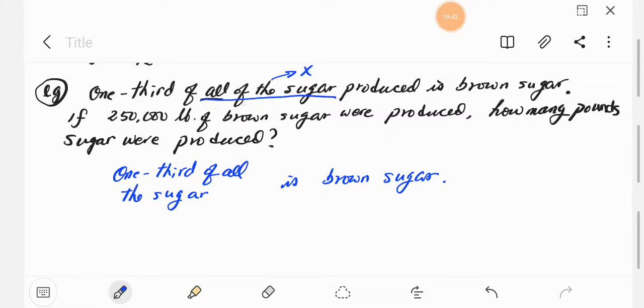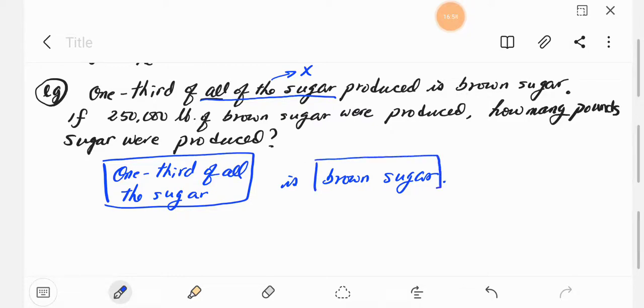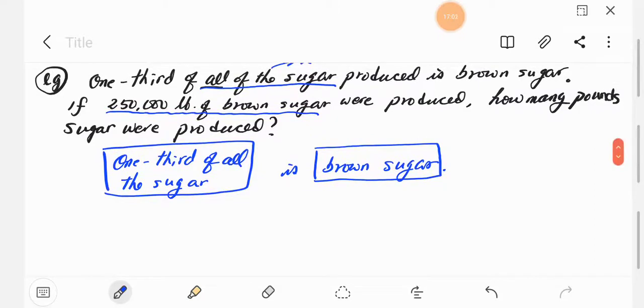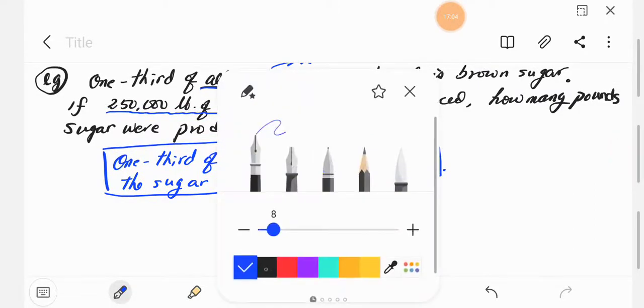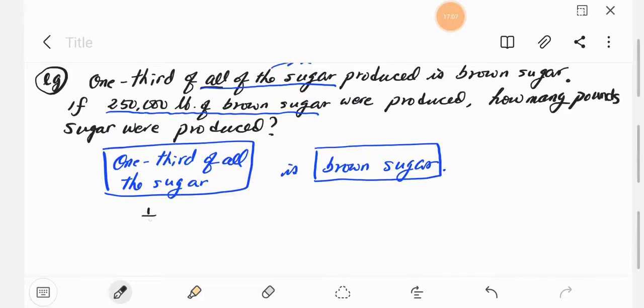So 1/3 of all of the sugar is equal to the brown sugar. And the brown sugar is given. This is the brown sugar. So we can write it something like this. 1/3 of all the sugar means multiply. All the sugar is what? This is X, right? So 1/3 of sugar X means multiply. So this is equal to brown sugar.